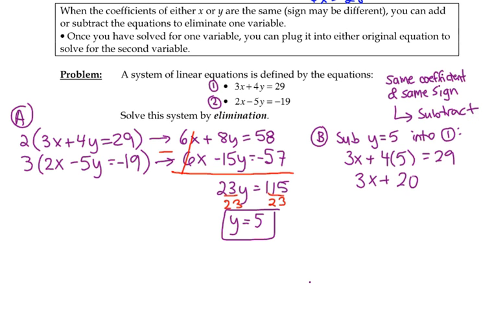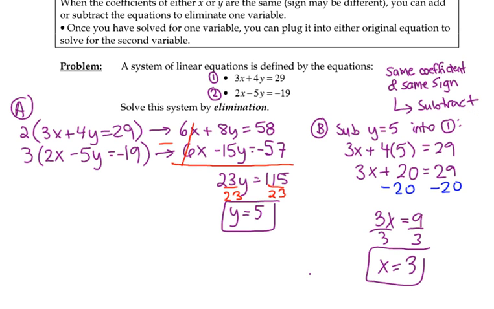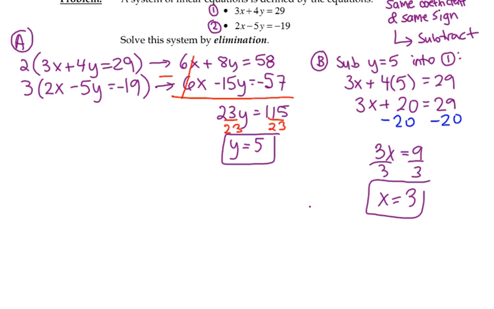20 equals 29. The next step, putting x by itself. Subtract 20. What's 29 minus 20? 9. So x equals 3. And then our check is the same idea as yesterday. So if we subbed into equation 1 here, we're going to check with which equation? Check with 2.